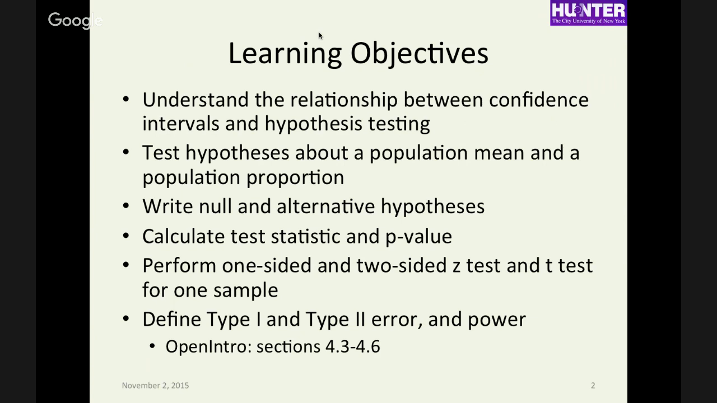We'll be able to test hypotheses about the population mean and about proportions, write down the null and alternative hypotheses, calculate test statistics and p-values, and perform one-sided Z and T tests. One-sided and two-sided for one sample tests. And we're going to quickly cover type 1 and type 2 error and power. Those are things we'll return to in the next class as well. These are covered in sections 4.3 to 4.6 of your book.